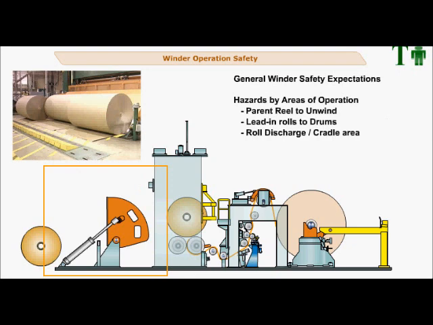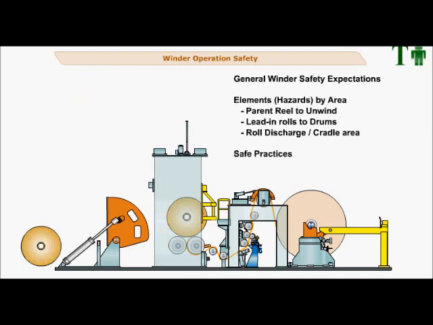The roll discharge and cradle areas of operations addresses known hazards around, but not limited to, the roll stops, rolling over roll stops, cradle operations, and cradle pinch points. The safe practices portion of this CBT looks at the automatic operations of the winders, the threading process, performing front drum splices, and emergency extraction processes.